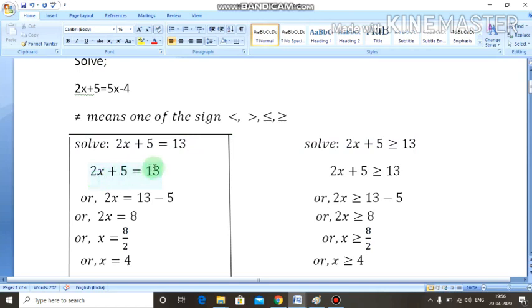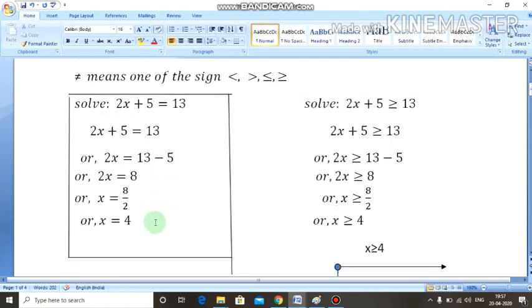To solve 2x plus 5 equals 13, our target is to compute the value of x for which this equation is satisfied. The solving process is, we have to make x lonely in the left hand side. So we keep 2x in the left hand side, and 13 is in the right hand side, and if we move this 5 to the right hand side, then it will be minus 5. You know the process, and finally we get x equals 4.